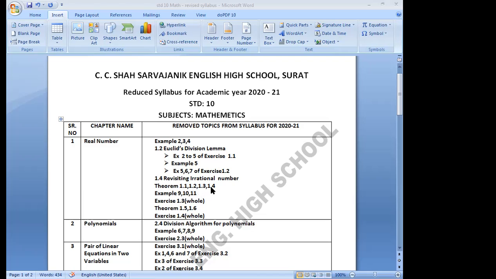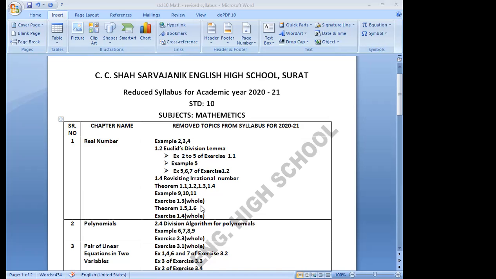Let us go ahead. On page number 13, example 9 is excluded. Page number 14, examples 10 and 11, both are excluded. As well as on the same page, exercise 1.3, all the questions 1 to 3 from exercise 1.3, means the entire exercise 1.3 is excluded from the syllabus, means you need not prepare it for the examination.